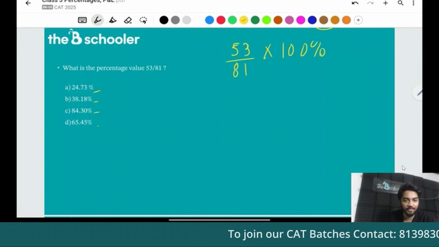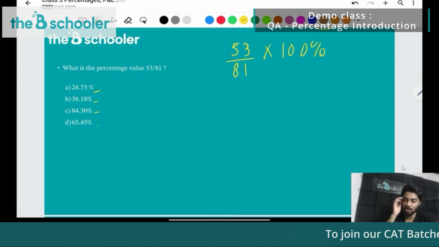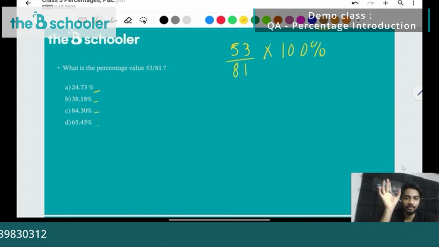Why can't you make use of them? Why can't you make use of options? Now, how does your thought process have to work? 53 out of 81. Try to think, okay, where is it going to be? You don't have to come to the exact, accurate answer. Think about where it is going to be. Like, what is it going to be close to?